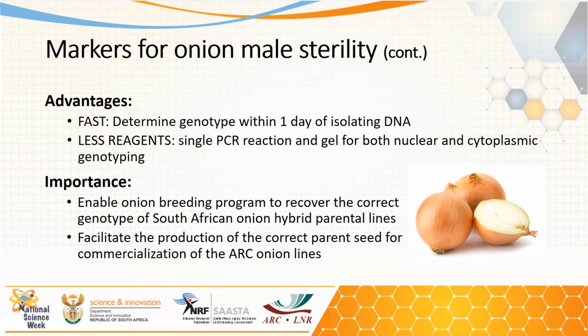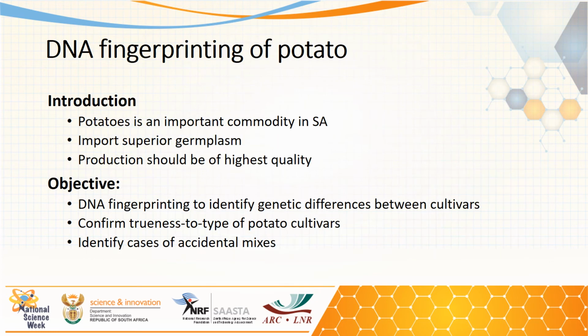The advantages are that it is fast. You could determine the onion genotypes within 1 day of isolating the DNA. And you use less reagents, because only one PCR reaction and one agarose gel is required for both nuclear and cytoplasmic genotyping. Using DNA markers for male sterility screening is therefore of vital importance, because it enables the onion breeding program to recover the correct genotype of South African onion hybrid parental lines, and it facilitates the production of the correct parent seed for commercialization of ARC onion lines.